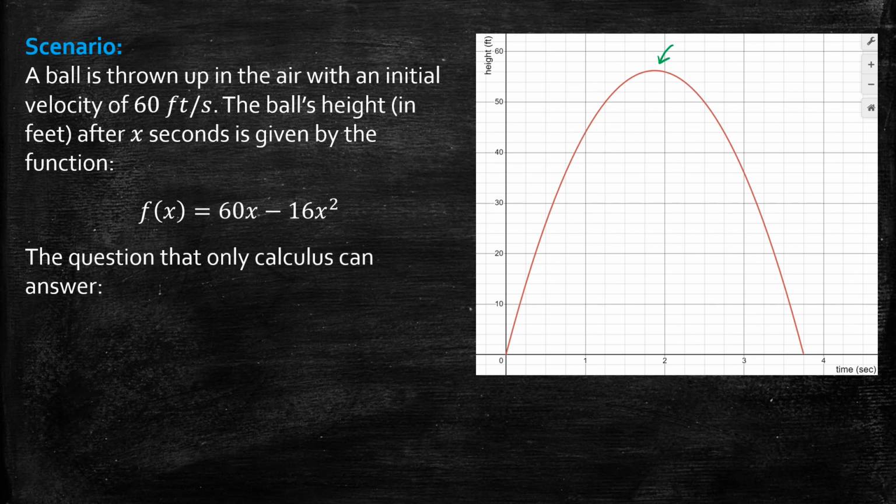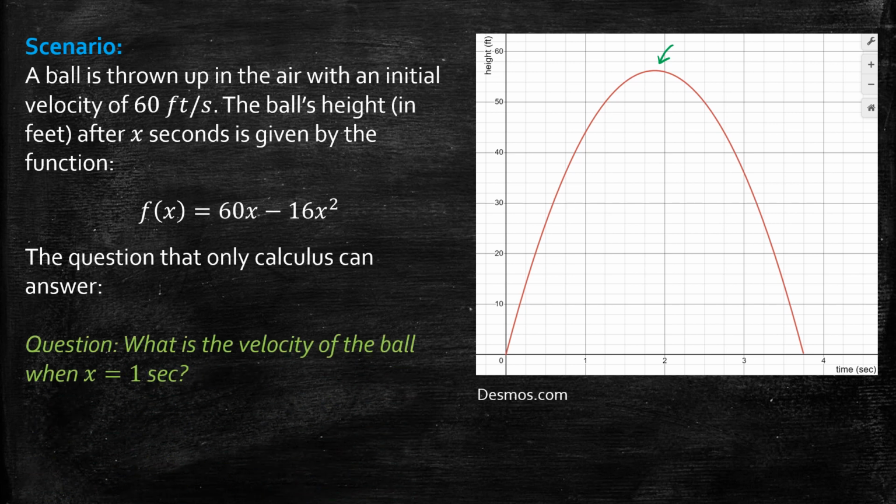So the question that only calculus can answer: what is the velocity of the ball when, say, x equals 1 second? I'm using velocity here, not speed, because obviously direction matters, because the ball does go back down to the ground.